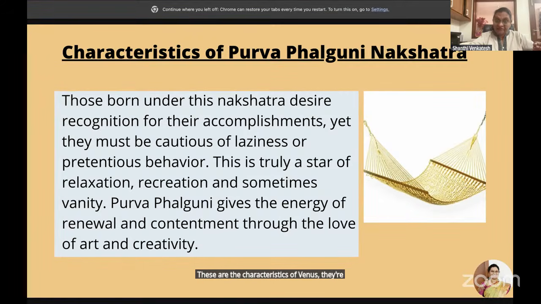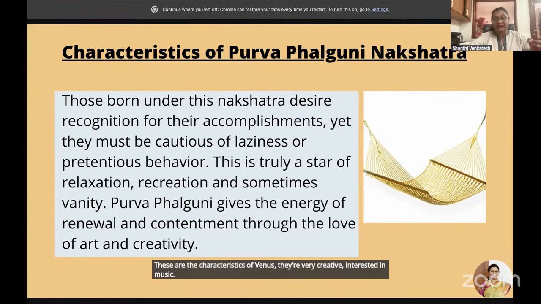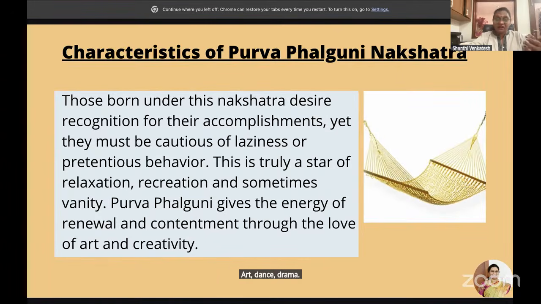They're very creative, interested in music, art, dance, drama, writing, fashion, in all kinds of creative activities they like to indulge. And they give a lot of importance to relaxation. They do not believe in working all the time or running around in pursuit of something. They give a lot of importance to enjoyment, comfort, and relaxation. That is what the bed signifies, the symbol of Puba Nakshatra. So there's a need for rest.